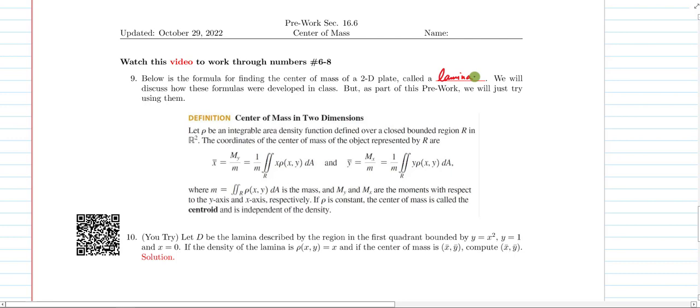But if we want to find the center of mass of a lamina, or this 2D plate, we're going to use very similar formulas to what we saw before. You're going to use these two formulas to compute the x-coordinate of your center of mass, that's the x bar, and your y bar, that's the y-coordinate of the center of mass. You can think of that as finding the balancing point.